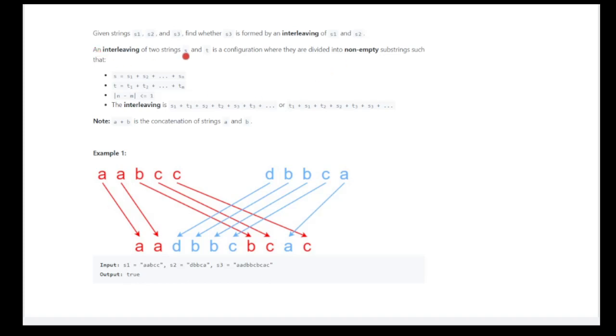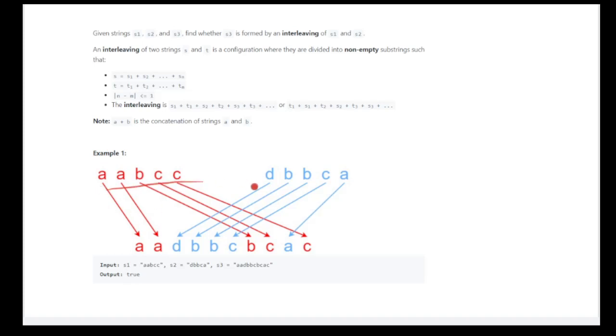An interleaving of two strings is a configuration when they are divided into non-empty substrings, such that, let's say we have a string S and we have a string T. So this S and T are divided into small substrings, such that we have the alternative combinations of these combined as the third string. You can see this is the best example that's explained.